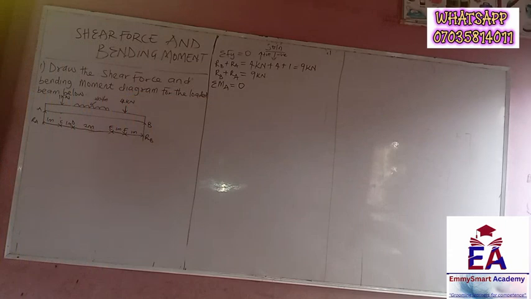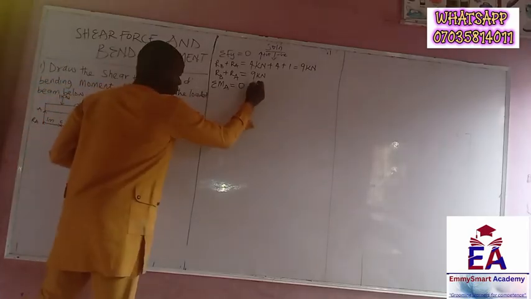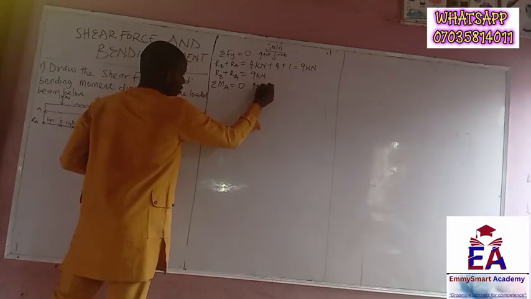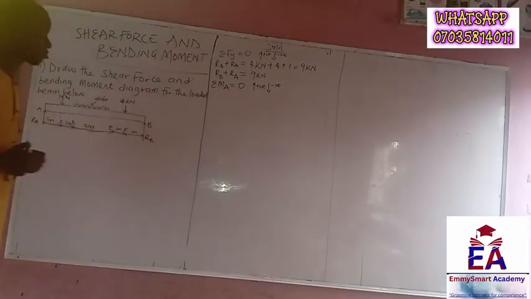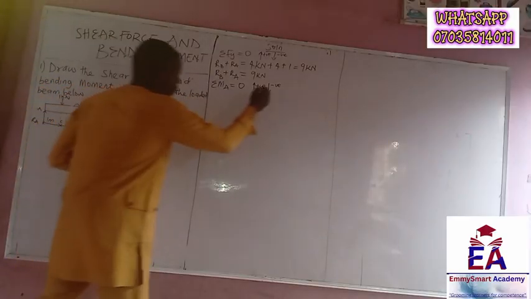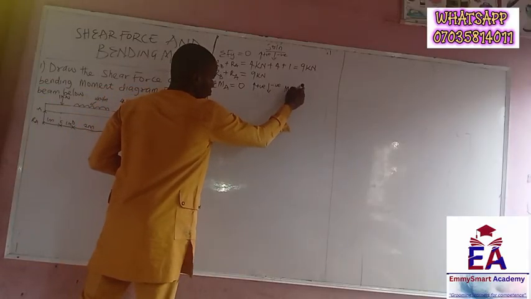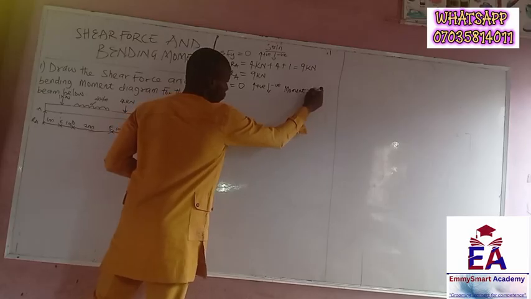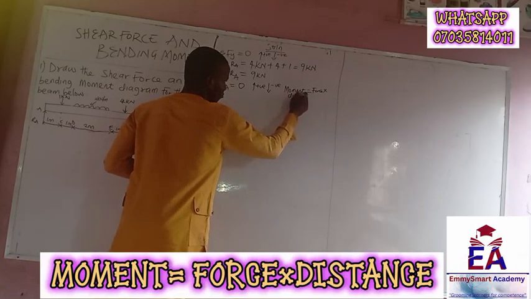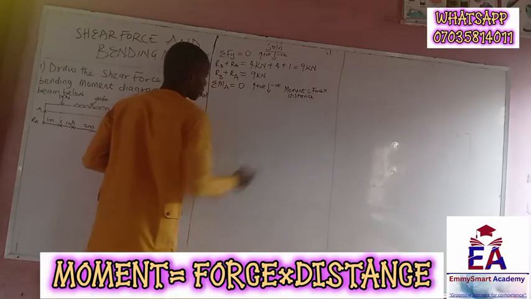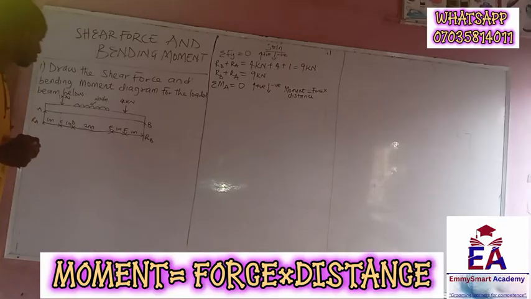Clockwise and anti-clockwise moments must balance themselves for the body to be at equilibrium. Remember that upward force is positive, then downward force is negative. Remember that moment is equal to force times distance. That's one thing we should put in mind.